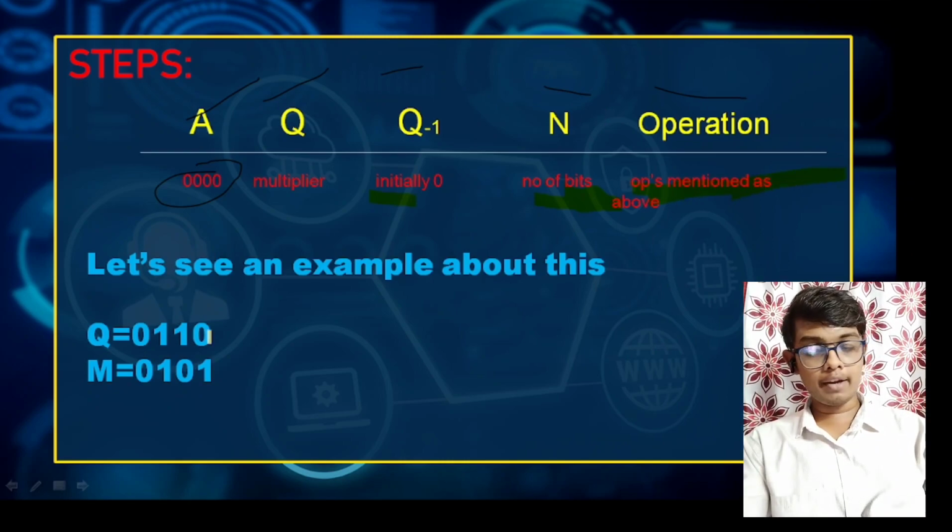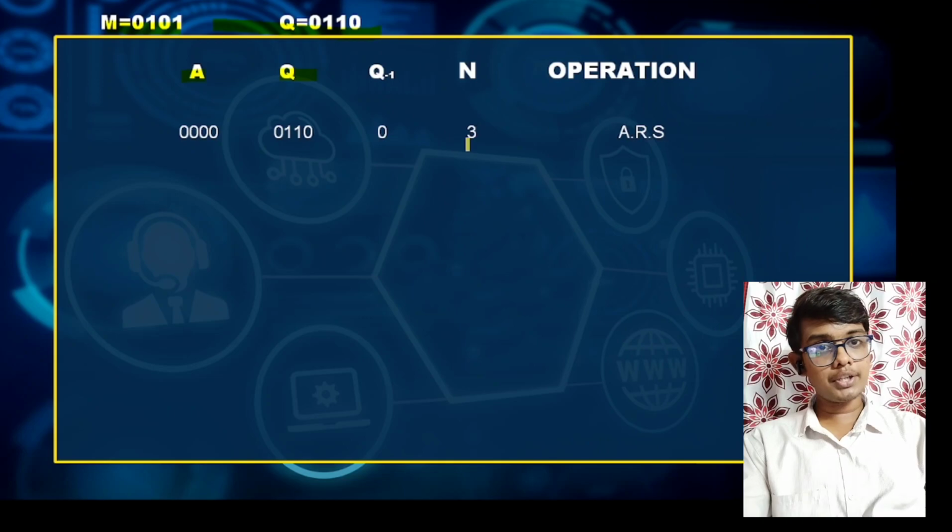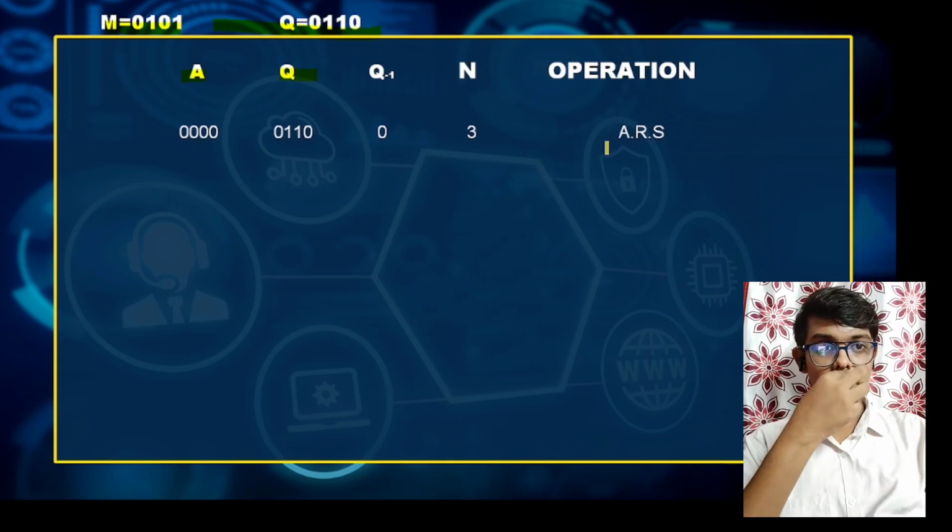Let's see an example about this. Here they have given Q is equal to 0 1 1 0 and multiplicand is equal to 0 1 0. Let's execute this. As you can see here, M is equal to and Q is equal to. Initially accumulator is equal to 0 0 and Q is equal to 0 1 1 0. Q minus 1 is equal to 0. N is equal to 4 initially, later it will be 3, and here I am performing the operation arithmetic right shift.